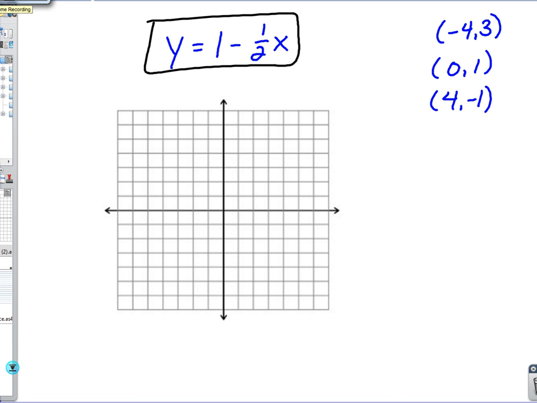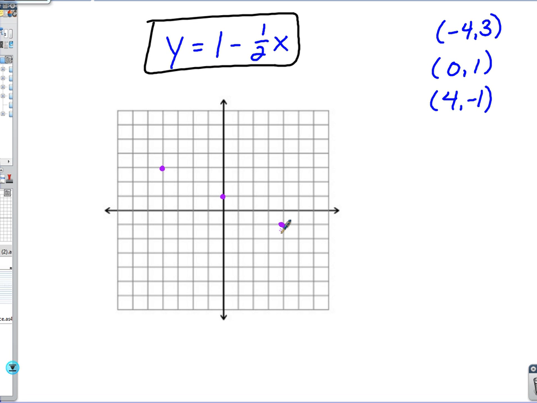Now watch what happens when we actually plot these three solutions on our Cartesian coordinate system, or our XY plane. For (-4, 3), again, I remind you, you go left 1, 2, 3, 4, and up 3. For (0, 1), you go 0 left and right, and up 1. And for (4, -1), start at your origin, go right 1, 2, 3, 4, and down 1. And you notice something, there's a pattern to it: each of these solutions lies in a straight line.